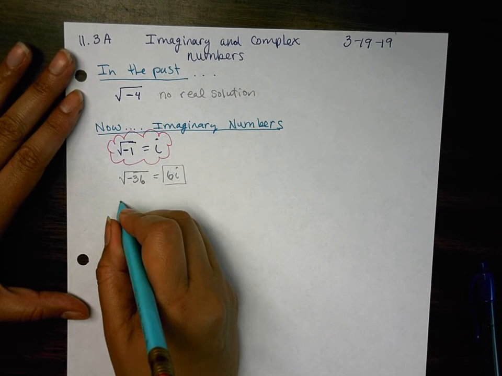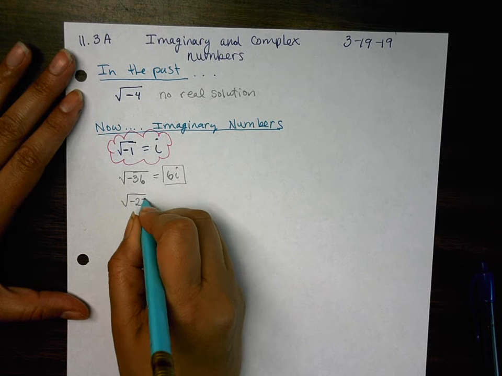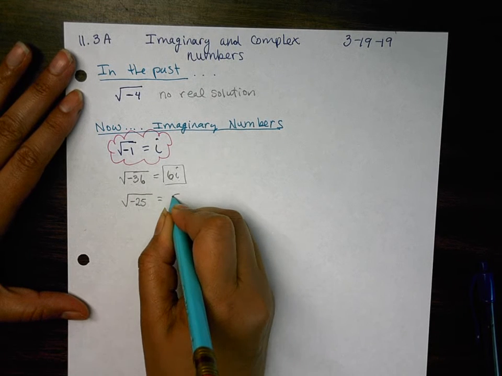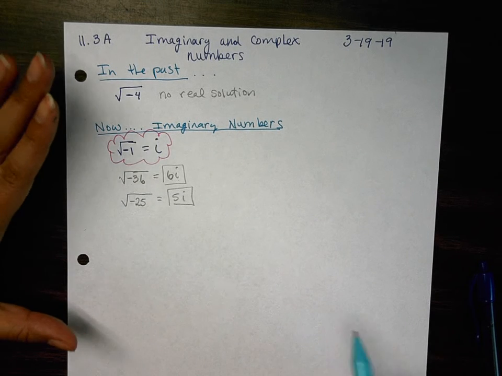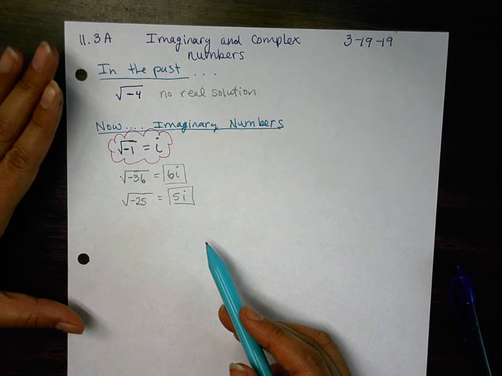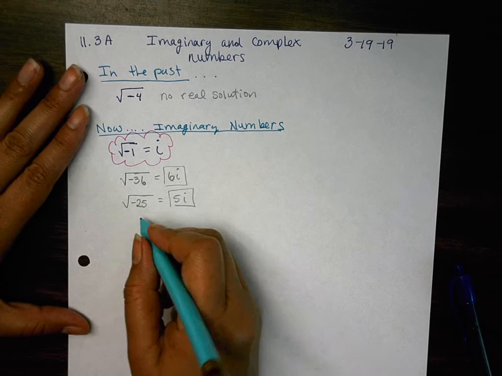Okay. So the square root of -25. 5i. And no plus or minus, because you only do plus or minus when you square root both sides of an equation. We're not doing that here. They're giving us the square root.